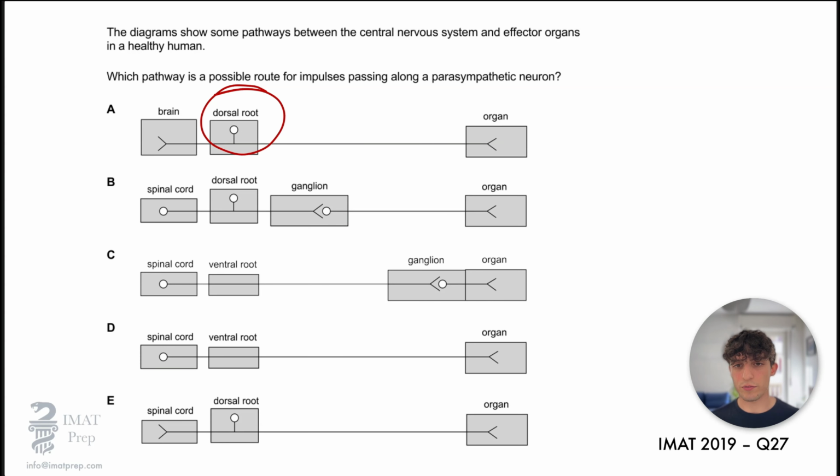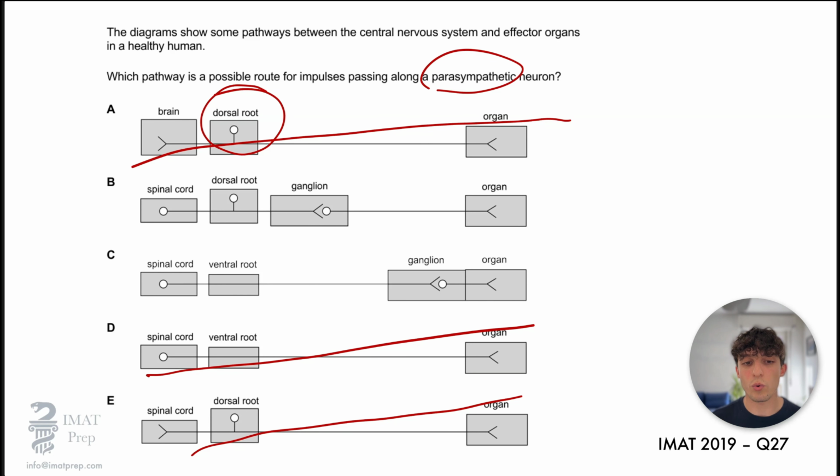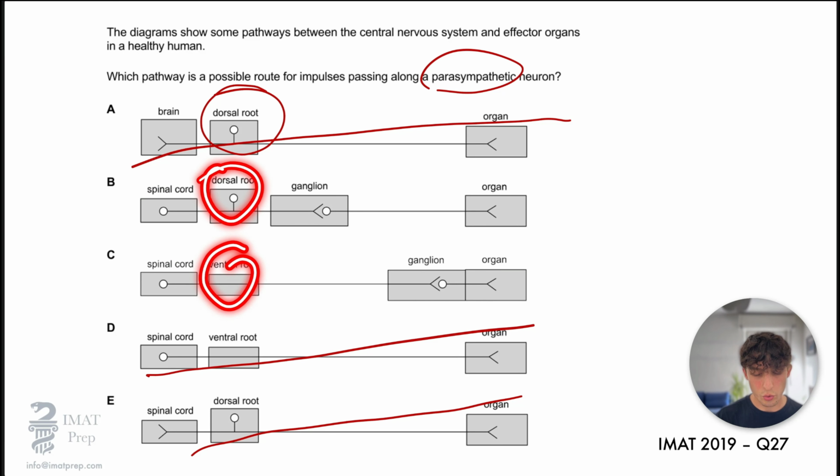Actually, we would expect to find two neurons in the case of a parasympathetic pathway. So this one is not the case, this one is also not the case, and this one is also not the case. So these are made of one neuron. Let's have a look at the options with two neurons. We see spinal cord, okay. Then we see a ventral root and a dorsal root. And we also see a pseudo-unipolar neuron here.